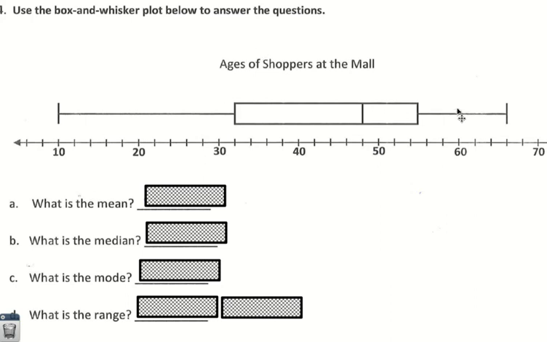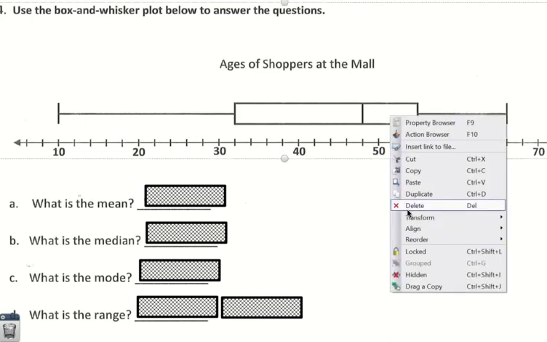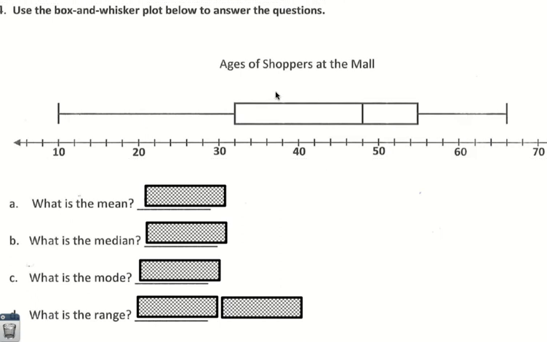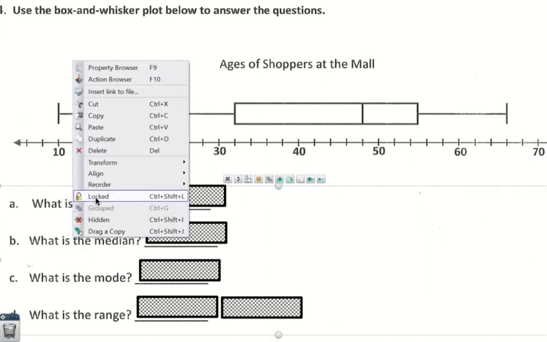You are given, let's lock that down, eh? You are given a box and whisker plot that's about the ages of shoppers at the mall. So think about what a box and whisker plot is telling you, what information is being revealed by this box and whisker plot, and use that to answer these questions.